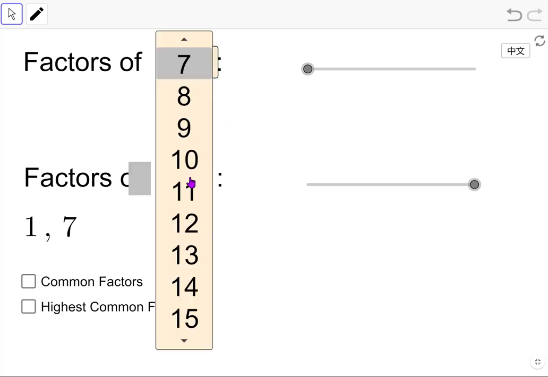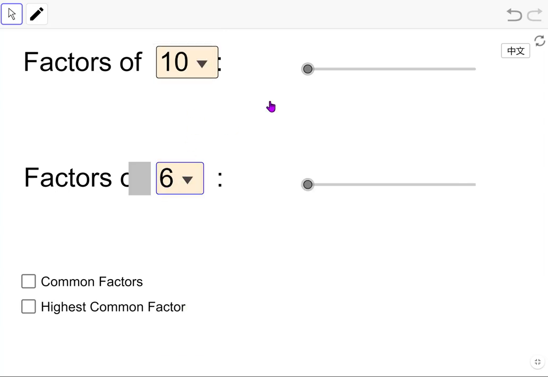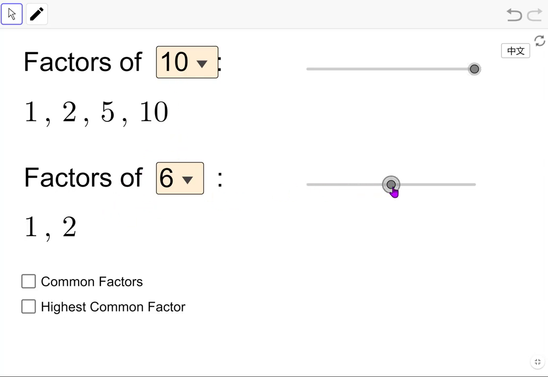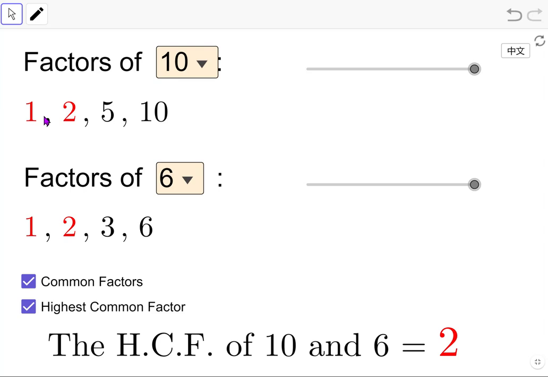Now what about two even semi-primes? Okay. You have 1, 2, 5 and 10 as the factors of 10, and 1, 2, 3 and 6 as the factors of 6. Common is 2. And it's the highest common factor.